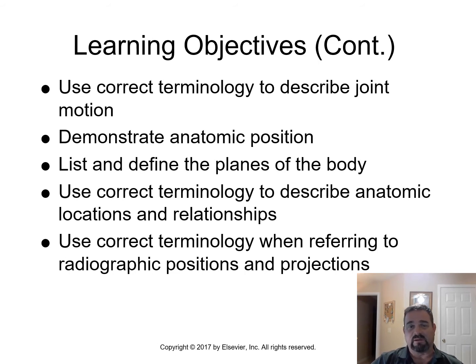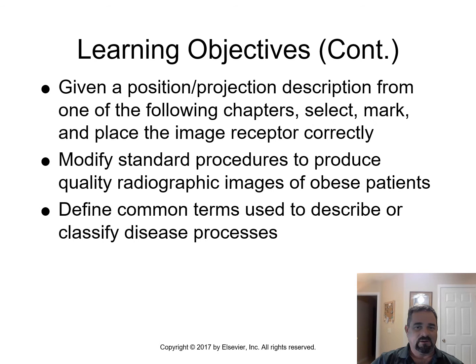We're going to talk about anatomic position and demonstrate it. Also list and define the planes of the body. Use correct terminology to describe anatomic locations, relationships, and also correct terminology when referring to radiographic positioning and projections. And then also, given a position projection description from one of the following chapters, select and mark and place the image receptor correctly. We'll talk about how we put the image receptor correctly, the marker on place.